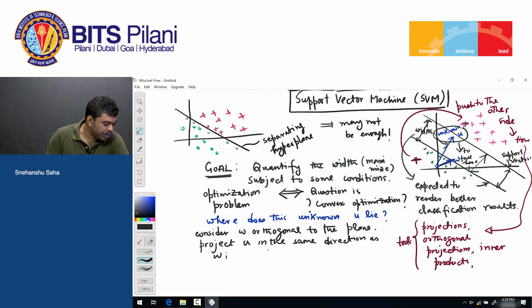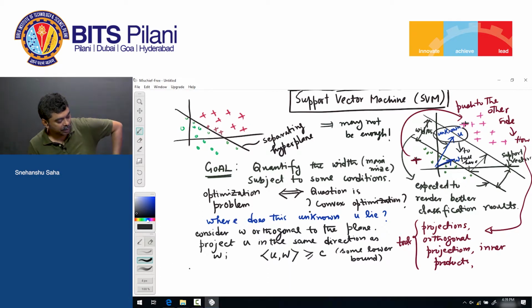So let's say there is some lower threshold. Since you are projecting u in the same direction as w, what you are looking at is the inner product of u and w. So let's write the inner product of u and w. What can we say about it? So that u does not fall within these two support vectors, the inner product has to satisfy some lower bound. It has to be greater than or equal to some lower bound threshold.